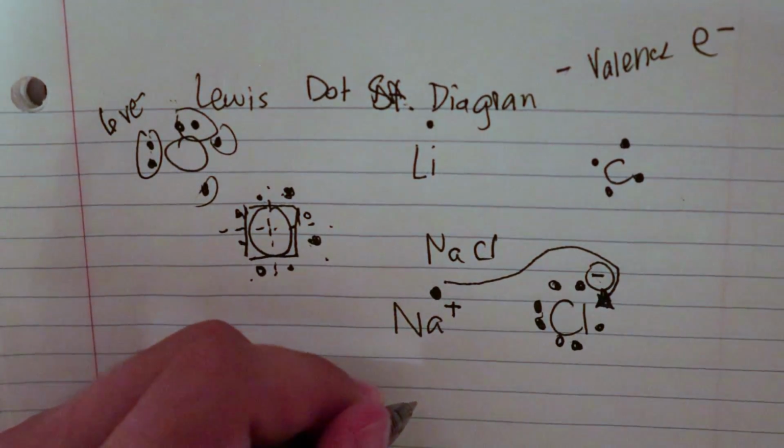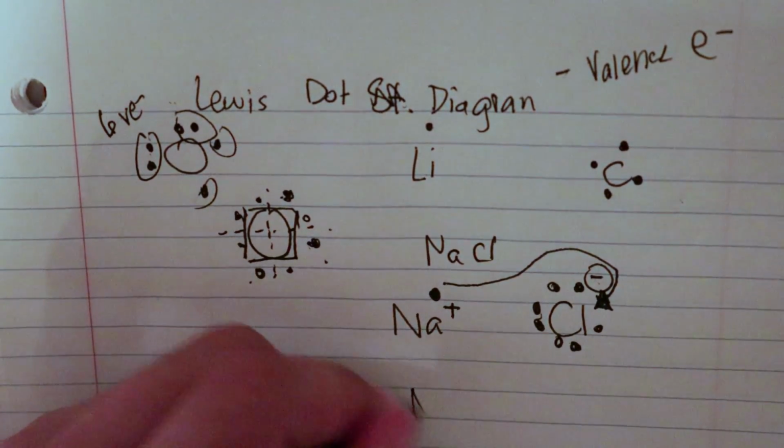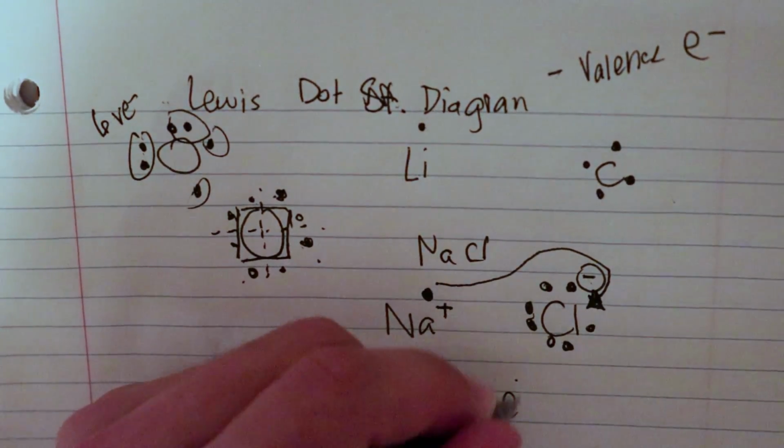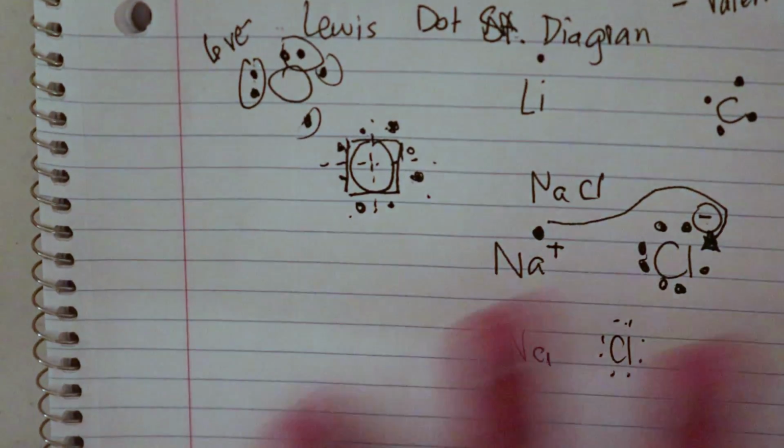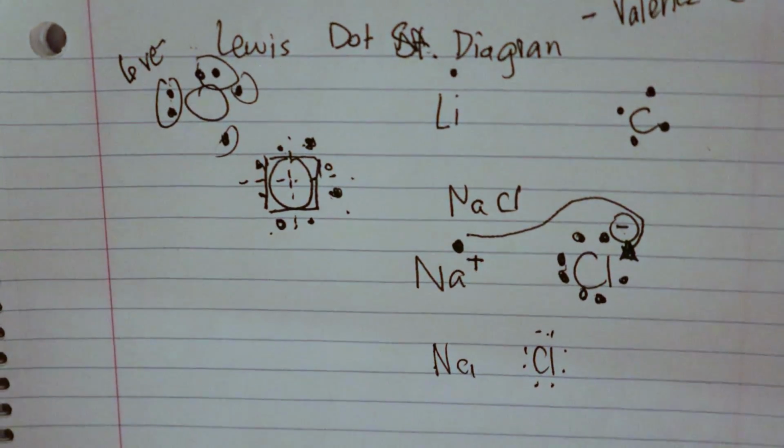If we were to redraw this, we could redraw it with Na over here and then Cl, and 1, 2, 3, 4, 5, 6, 7, 8. So that's a Lewis dot diagram and how to draw it.